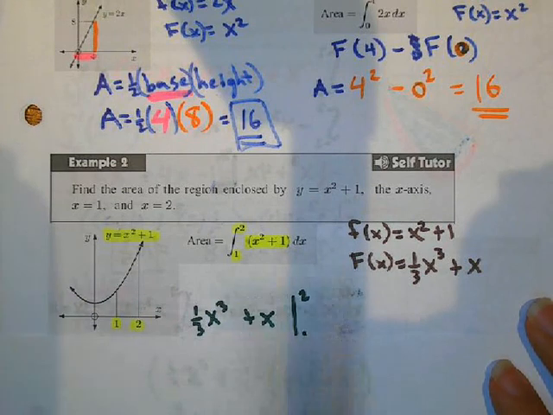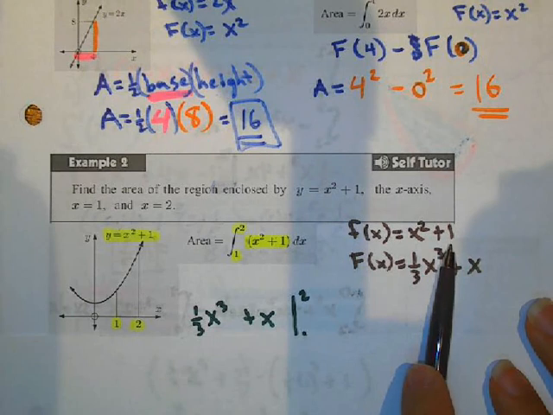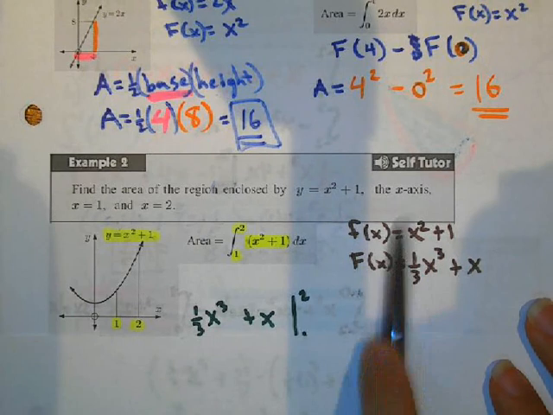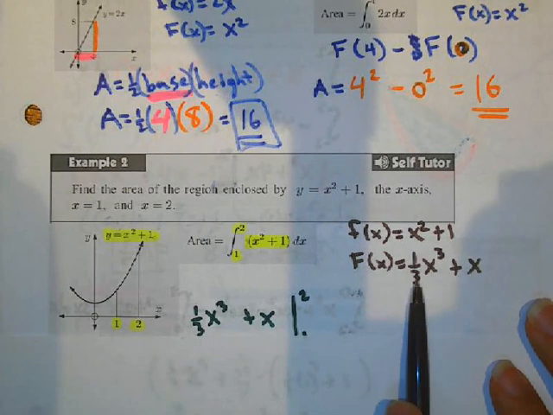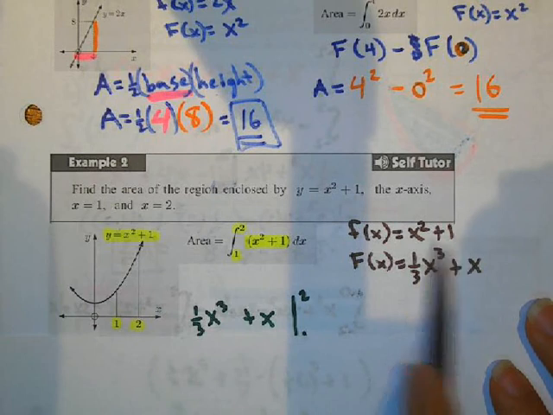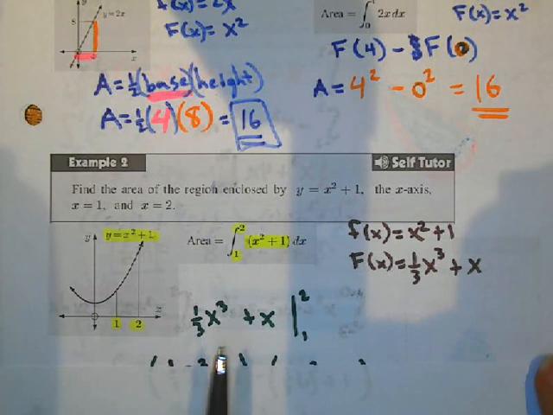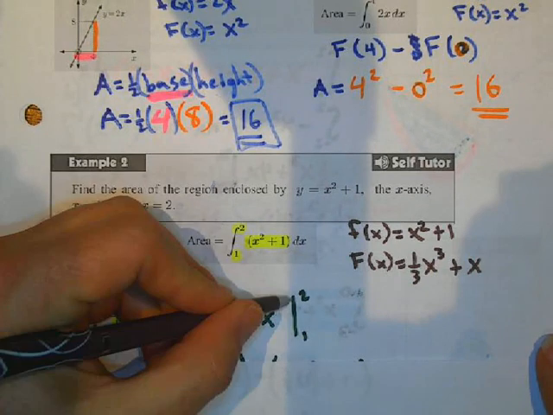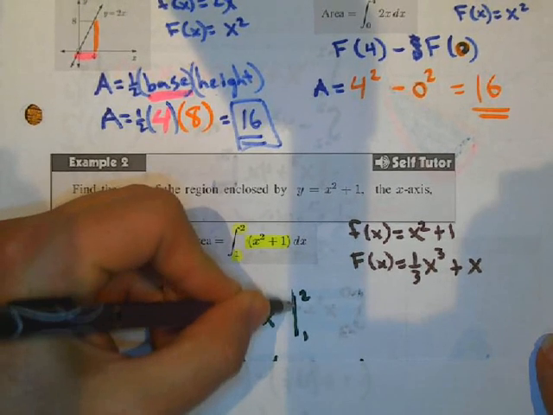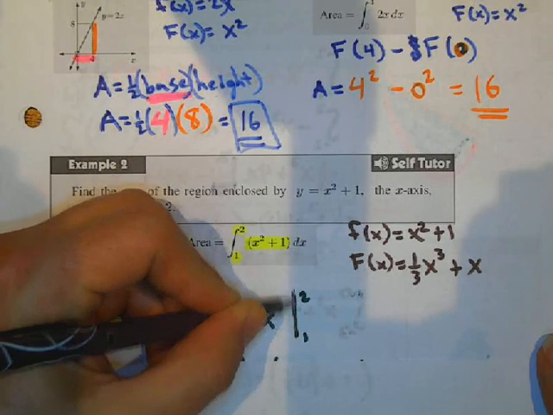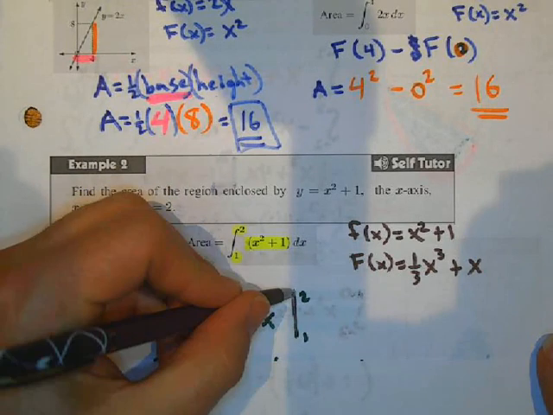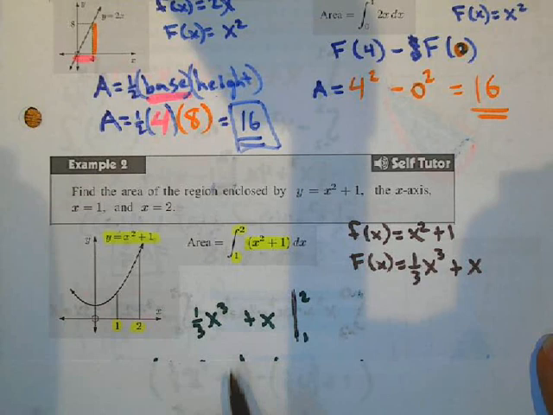If my function is x squared plus 1, I need to take the antiderivative of x squared, which gives me 1/3 x cubed, and the antiderivative of 1 gives me x. Now I can write it in this format. This is a long line. Somebody in a previous class asked, is that the number 1? No, this is a long line that represents the antiderivative, with our lower bound and our upper bound.